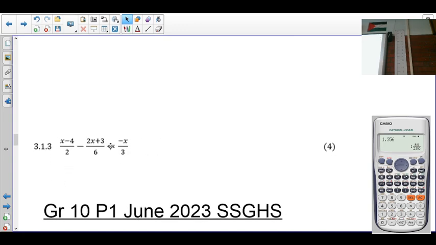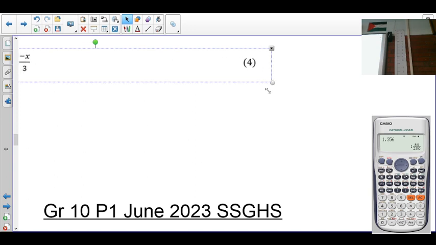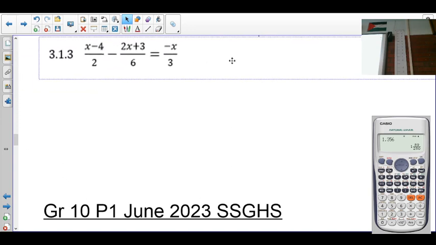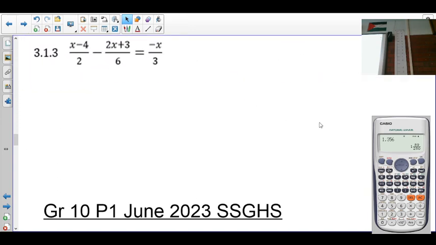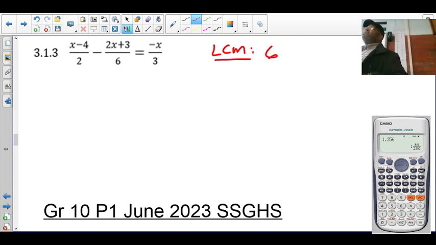The next one. Okay, so people, what's your LCM here? I almost forgot, I must move slow. What is your LCM here? 6. So remember here we can drop our denominator. Why can I drop my denominator? Because I've got an equation. There's an equation here.